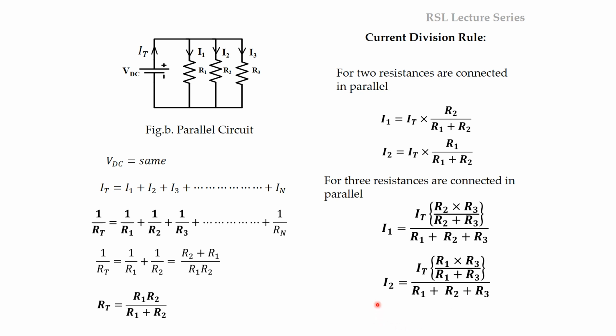Okay. Similarly, I2 can be written as IT multiplied by the opposite value of resistors. So if we consider this R2, here the opposite branches are R1 and R3 connected in parallel. If we simplify these two resistors, then we can write R1 R3 divided by R1 plus R3, whole divided by R1 plus R2 plus R3. So these are the related formulae which we are going to use for solving the problems.